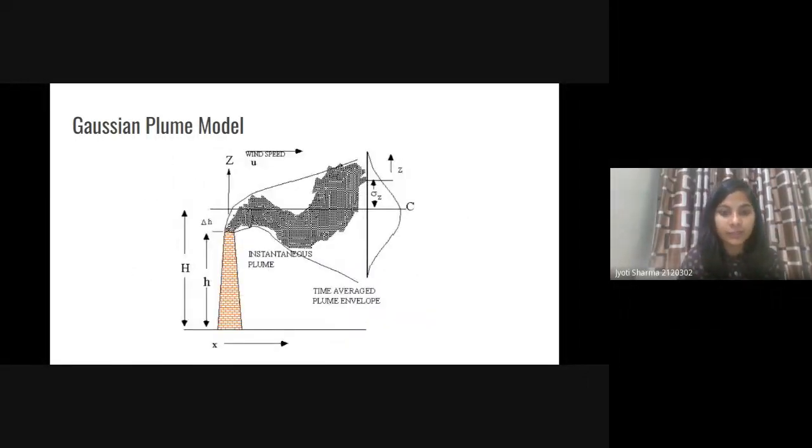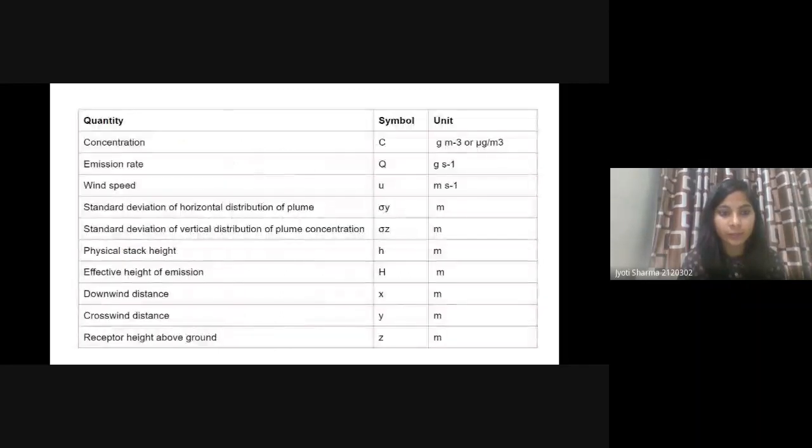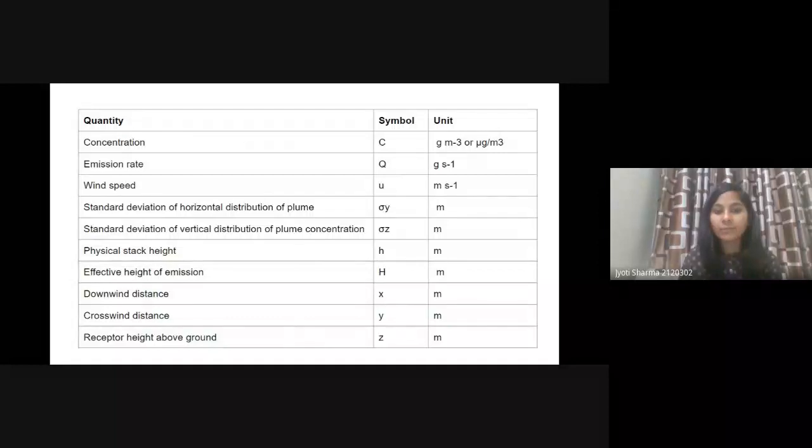Okay, again, this is just to try to help you understand. Besides this, you must know some other SI units or units for other quantities. For example, for the concentration, our unit is gram per meter cube, or we can also say microgram per meter cube. Then for the emission rate, the unit is gram per second. Wind speed, as you already know, is meter per second. Standard deviation, either in the horizontal or in the vertical direction, your unit will be meter.